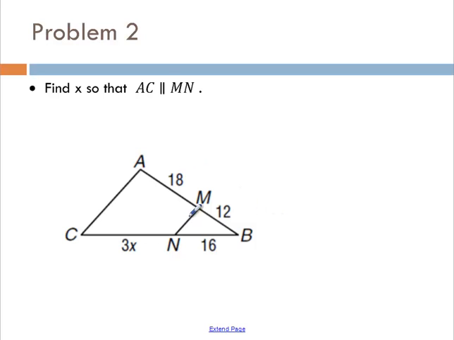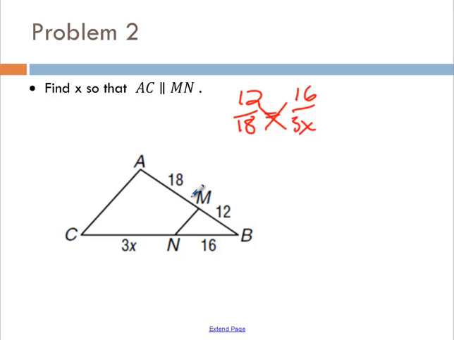Okay, we have 2 lines that are parallel, which means that MN is following the side splitter theorem. So I can take these two and set them into proportion, and then I can take these two and set them into proportion. So 12 over 18 is 16 over 3x. I took the small over the big, small over the big.